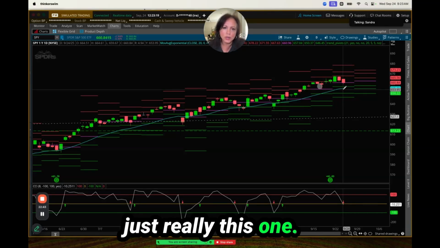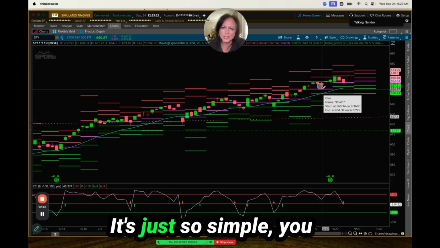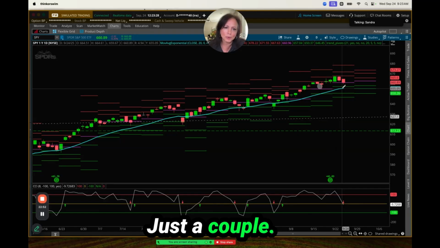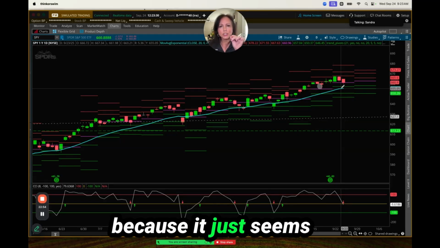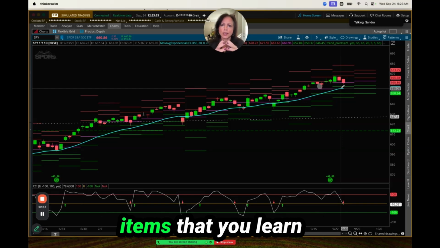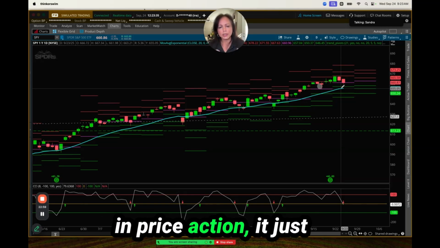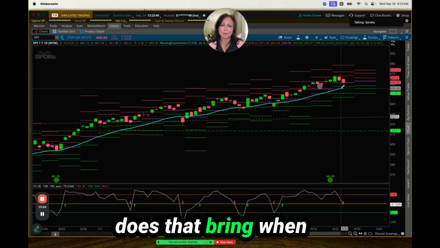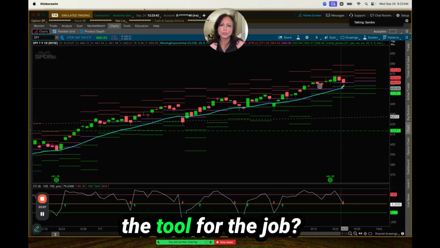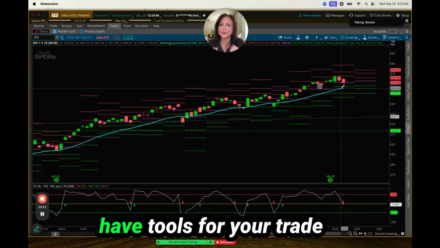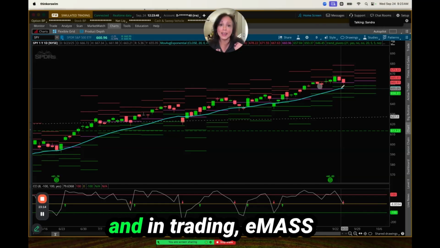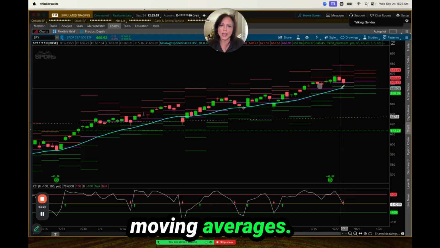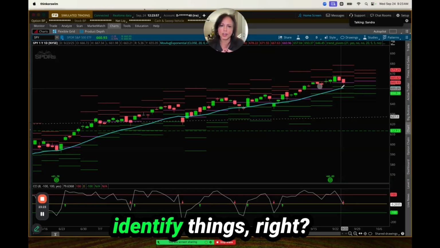I've been using this one a really long time. It's just so simple. You don't have to have 5,000 indicators on your chart, just a couple. The reason I like it is because it seems like all the foundational items that you learn in price action, it just seems like in this example, like I just told you, what context does that bring when you talk about, is this the tool for the job? In any industry, you have tools for your trade. And in trading, EMAs, as well as simple moving averages, they're just moving averages. They help you to identify things, right?